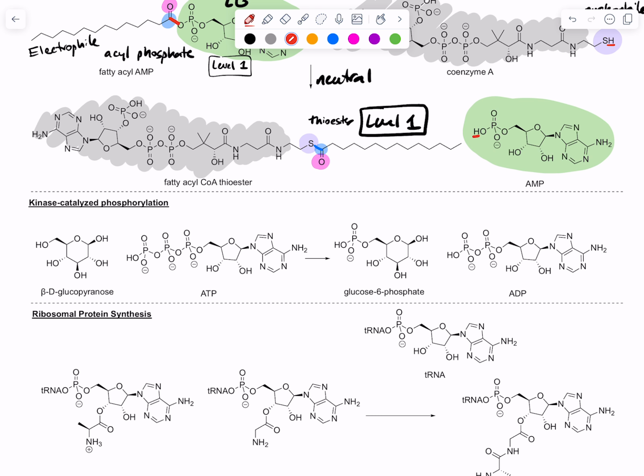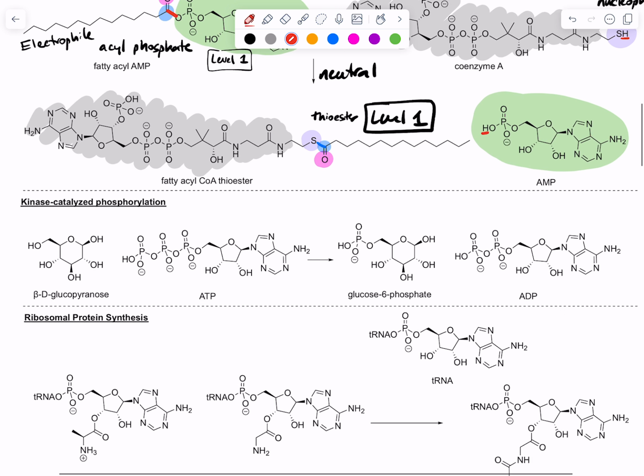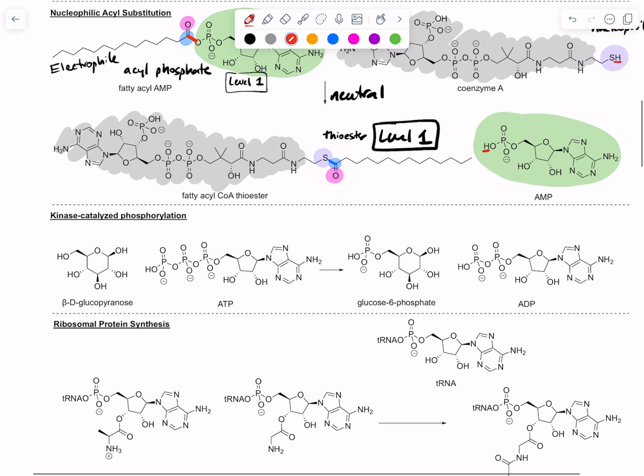I'm not going to give you any hints on this one. I want you to look at what has changed, what's different about the starting materials and the products. See if you can identify the nucleophile. See if you can identify the electrophile in the starting materials. See if you can identify the leaving group in the products.